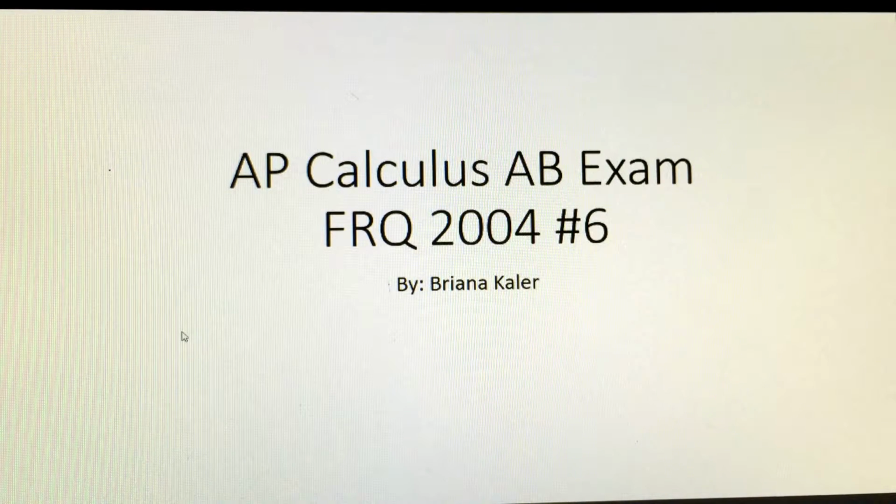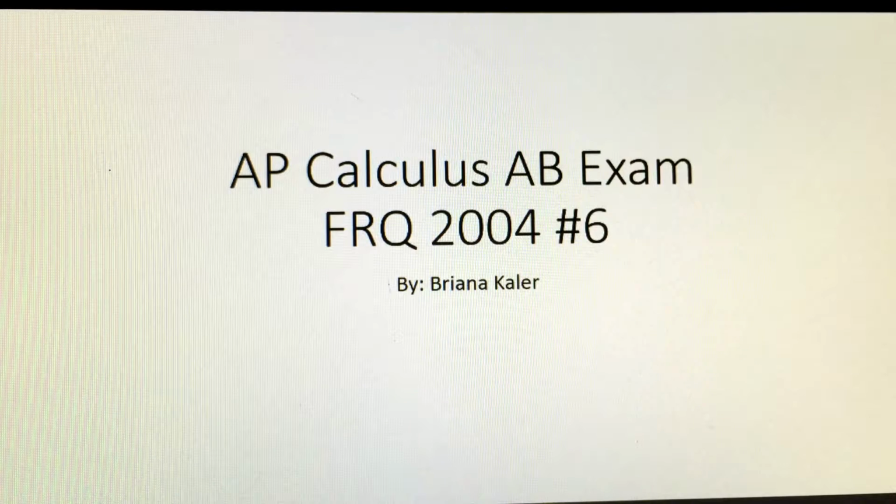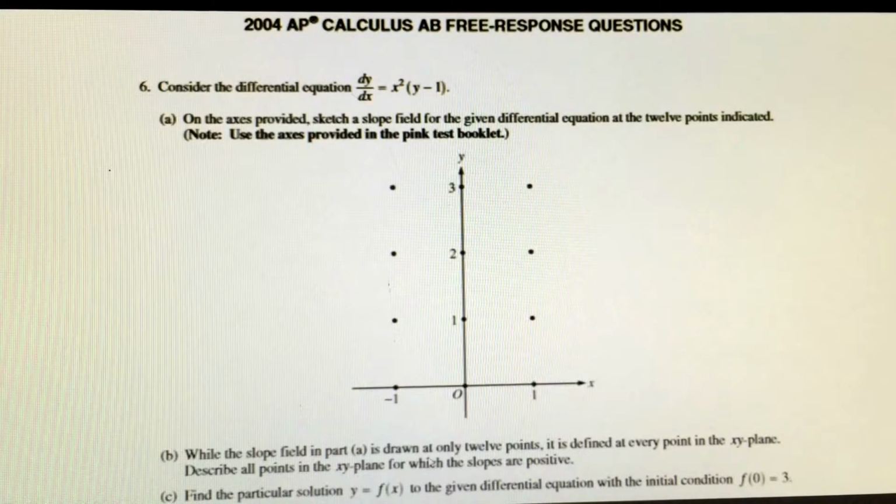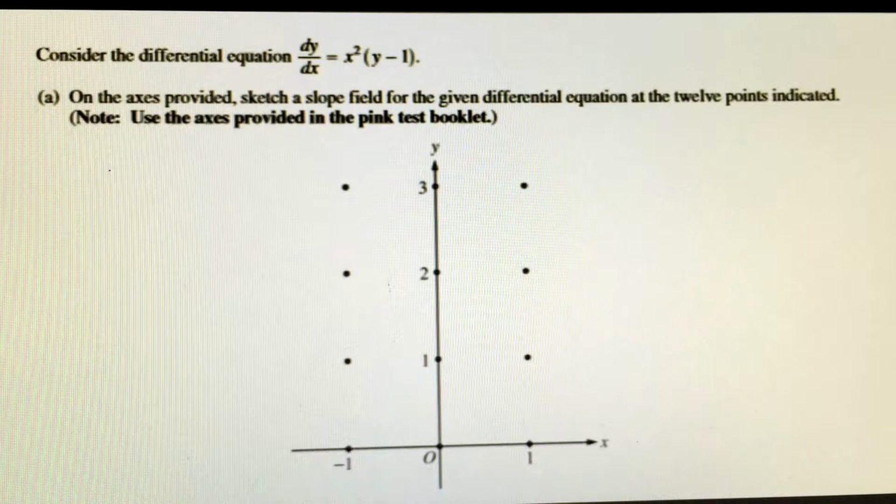Hi everyone, today I'm going to be doing an AP Calculus AP exam free response question of 2004, and I'll be doing number 6. This problem considers the differential equation dy over dx equals x squared times (y minus 1). We're going to start with part A, which asks: on the axes provided, sketch a slope field for the given differential equation at the 12 points indicated.